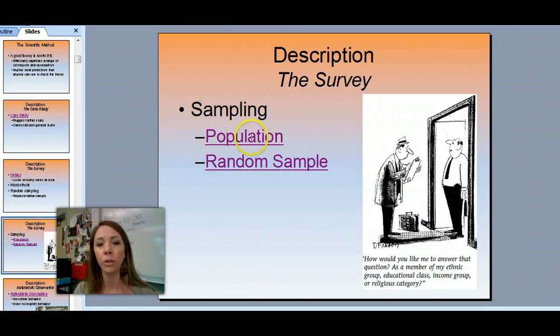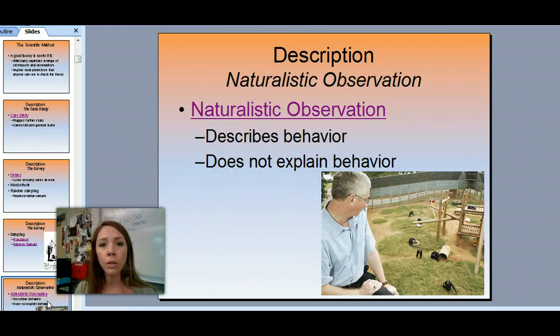So if I have 30% seniors on campus, I want 30% of my surveys to go to seniors. Here's my sampling I just talked about. My population is the group of people that I'm going to be choosing from, a random, equal chance every person gets the survey. Naturalistic observation, remember you sit back and you naturally observe. Easy vocab. You're just describing the behavior. You're not trying to do any causation to it. You're just looking at the freshmen and how they interact during second lunch.